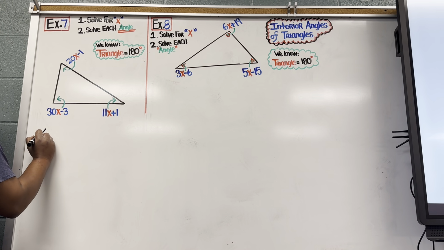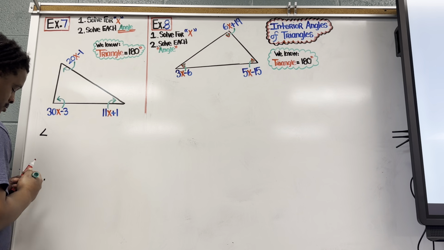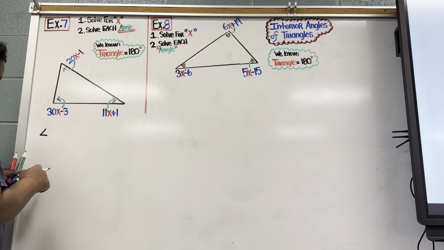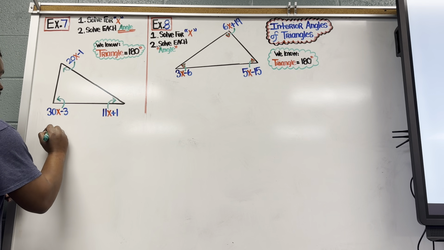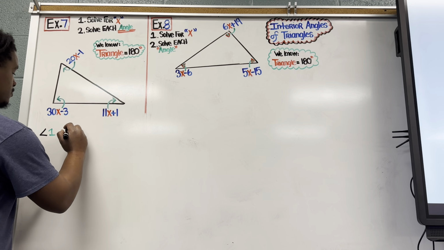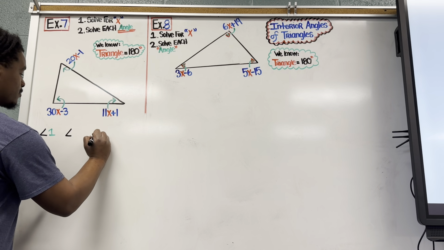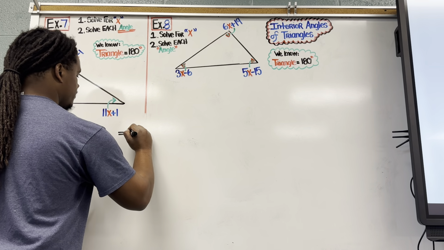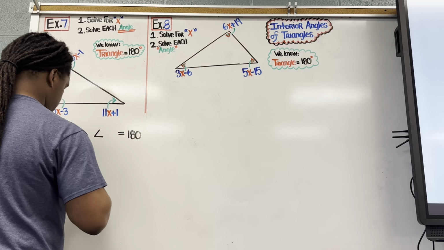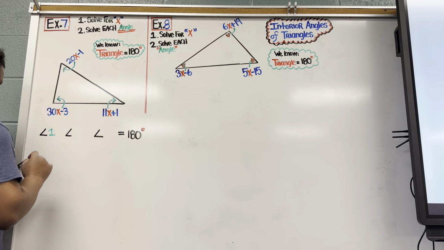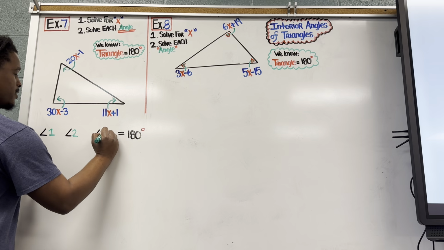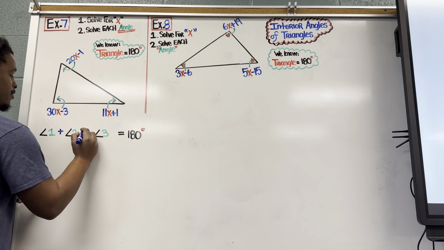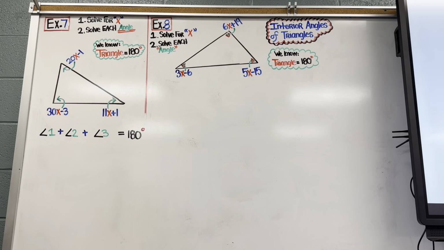So we're going to have angle 1 plus angle 2 plus angle 3 equals 180 degrees. Remember, we're adding all of these interior angles together in order to reach 180 degrees, which represents a triangle.